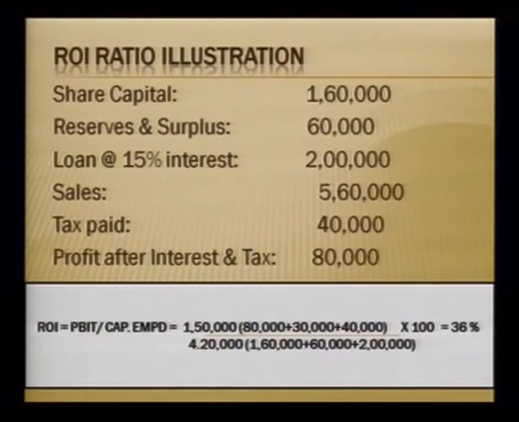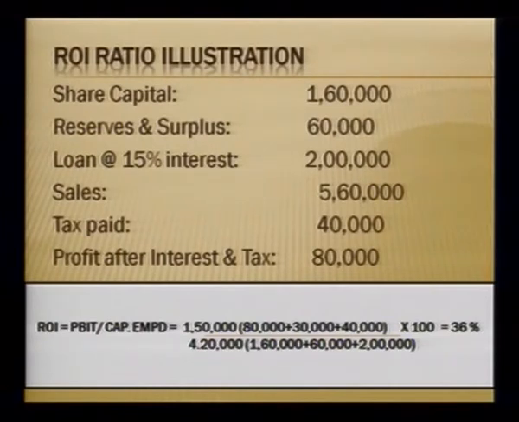Now, to take an example of return on investment, how this ratio is computed, let us say that the total share capital for the firm is 1,60,000, reserves and surpluses are 60,000, loan at the rate of 15% interest is given as 2 lakh, sales are 5,60,000, the total tax liability is 40,000, and profit after interest and tax is defined as 80,000. The interest amount would be calculated at 15% because there is a loan being taken from a financial institution. So 15% of 2 lakh turns out to be 30,000, and the taxes have been paid to an extent of 40,000.